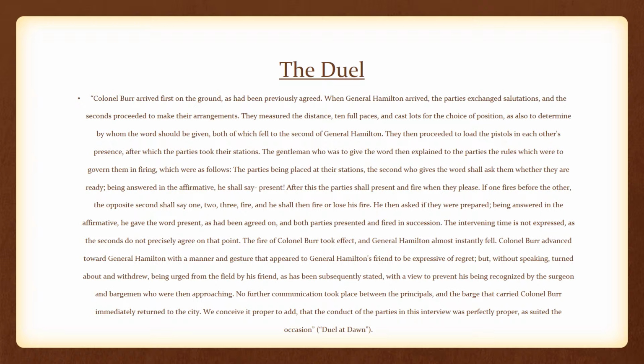The fire of Colonel Burr took effect, and General Hamilton almost instantly fell. Colonel Burr advanced towards General Hamilton with a manner and gesture that appeared to General Hamilton's friend to be expressive of regret, but, without speaking, turned about and withdrew, being urged from the field by his friend, as had been subsequently stated, with a view to prevent his being recognized by the surgeon and the bargemen who were then approaching. No further communication took place between the principals, and the barge that carried Colonel Burr immediately returned to the city. We conceive it proper to add that the conduct of the parties in this interview was perfectly proper, as suited the occasion.